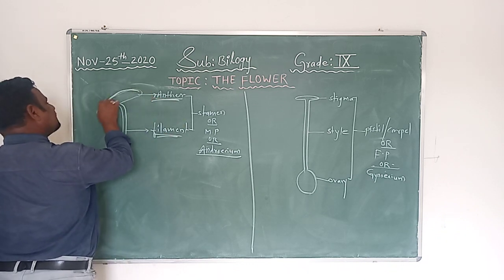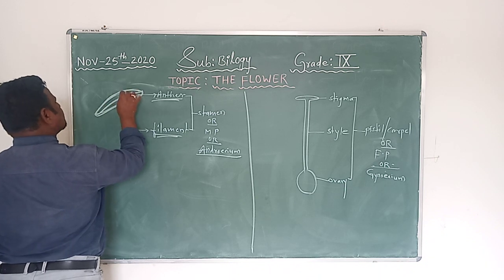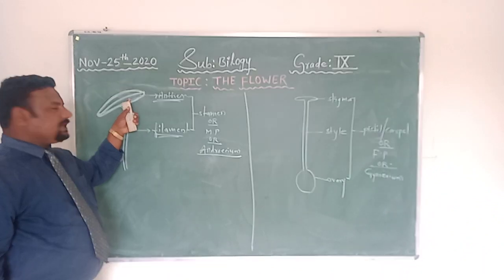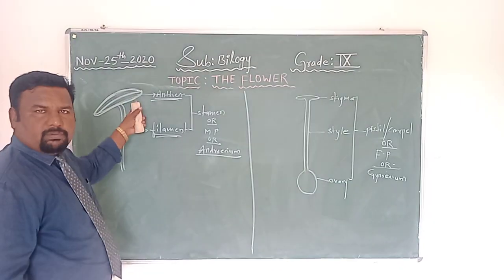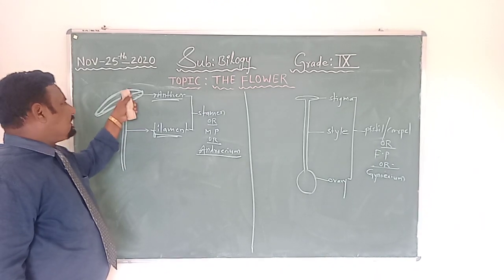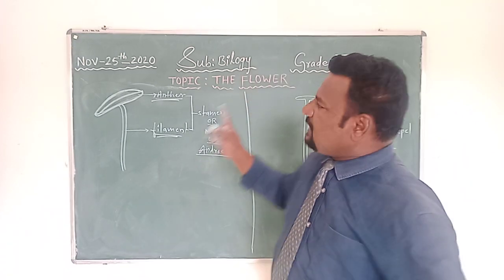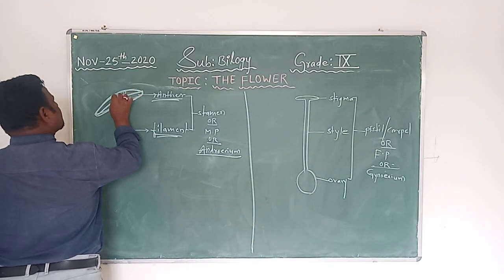The anther, here the anther has lobe like this. These are the two lobes. This is anterior and this is posterior. Anterior lobe and this is posterior lobe. Two lobes are there in anther. Anther has two lobes, and both the lobes of anther, they consist cells.